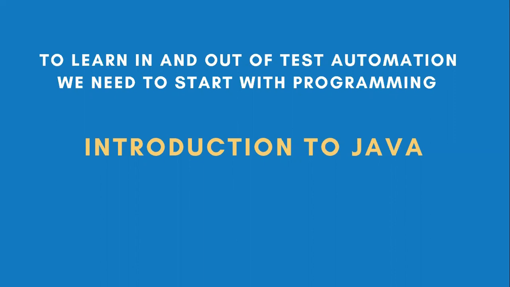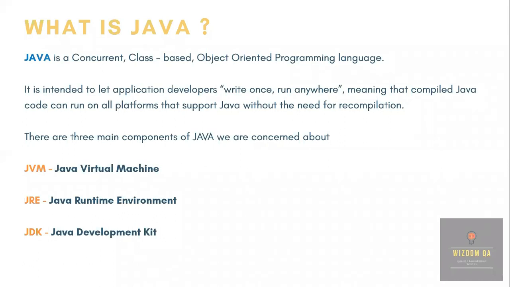That's fine. So what is Java? Java is a concurrent class-based object-oriented programming language. Basically, what I'm trying to say here is that Java is a programming language that follows object-oriented principles. What are object-oriented principles? We will discuss in detail later on, but for now, it is just a definition that you should be remembering.